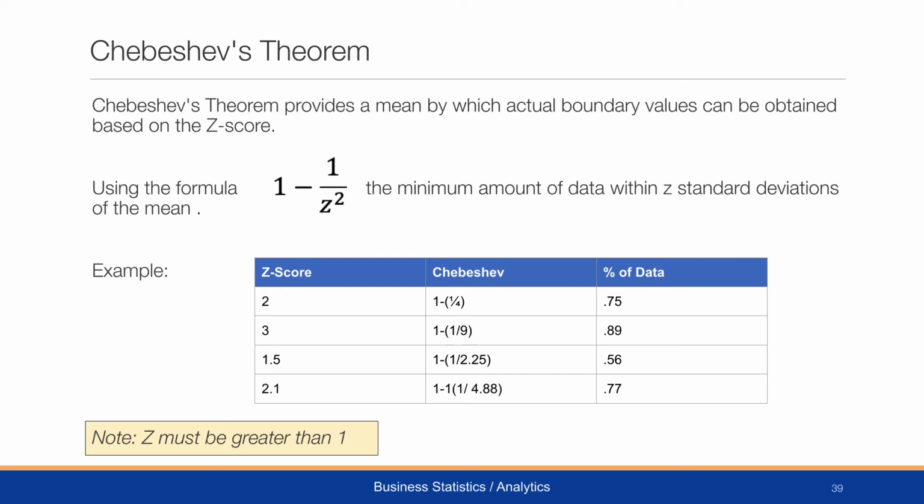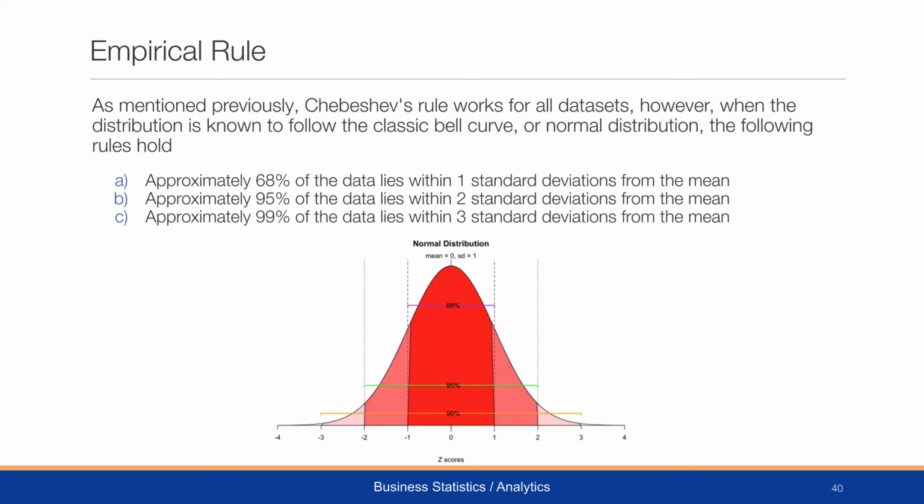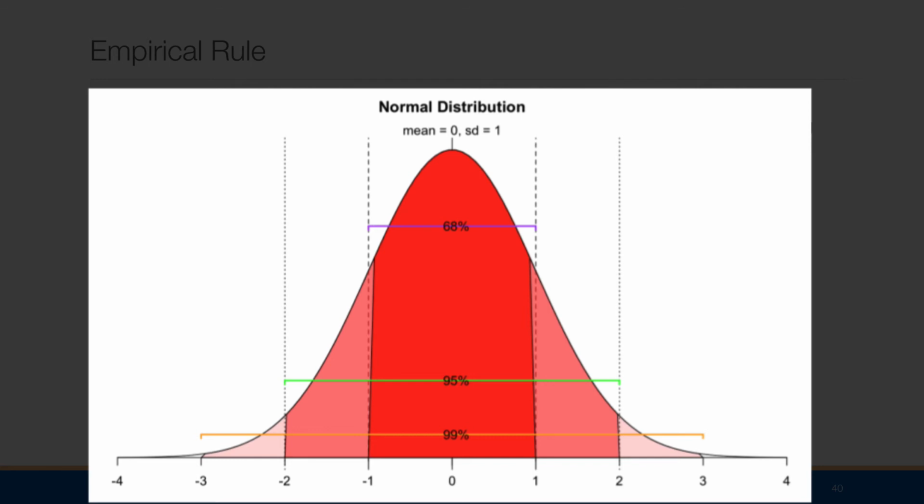So this is a way to identify what percentage of the data is found within a particular z-score, between the negative and positive of the z-score. As we said, Chebyshev's rule works for all data sets. However, when the distribution is known to follow a bell curve, we now know that 68% of the data lies within 1 standard deviation, that very dark red there. And 95% of the data falls between 2 standard deviations, which is a little bit lighter red, and 99% within 3 standard deviations, which is that tail, that little pink there at the bottom.